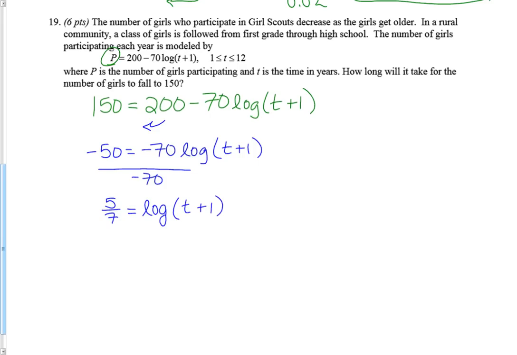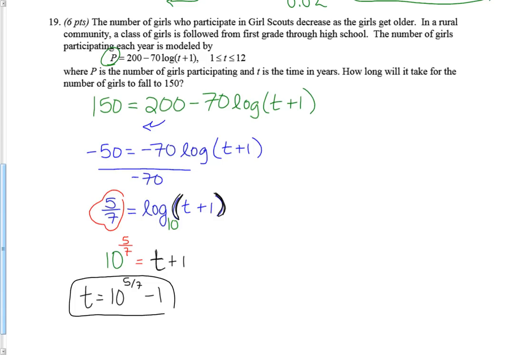Now I've got the log by itself, so I'm ready to convert to exponential form. This is a regular old log, so that means the base of my log is 10. So the base of my exponential is 10. The 5/7 used to be the answer to the log, so it's now the exponent in the exponential. And what used to be inside the log, the t plus 1, would now be separated by itself. I also, to get t by itself, need to subtract 1. So I have t is 10 to the 5/7, subtract 1. Okay, so I'm not sure exactly what that is, so let's go ahead and turn it into a decimal.